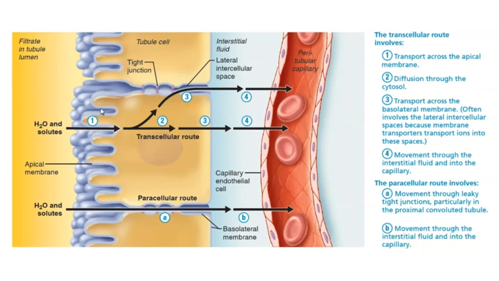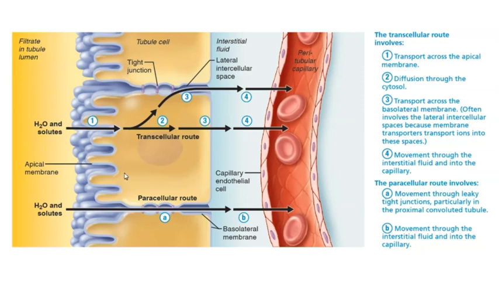So we have an apical membrane of our tubule cells that faces the filtrate in the lumen of the tubule, and a basolateral membrane of these tubule cells that faces the paratubular capillaries here. So now that we have familiarized ourselves with the two surfaces of these tubule cells, we can talk about transcellular and paracellular routes.